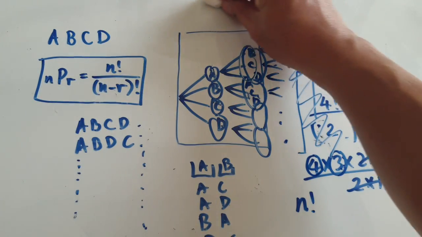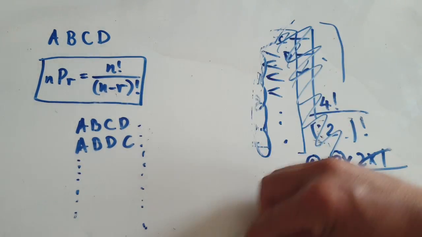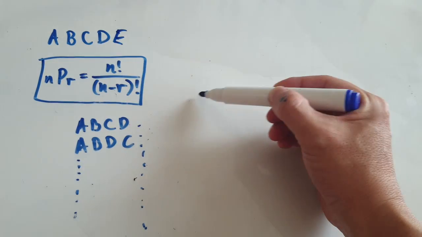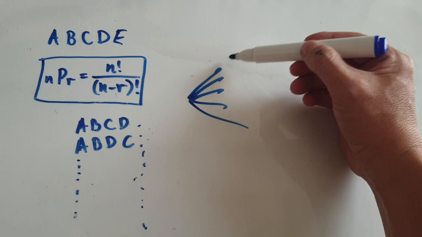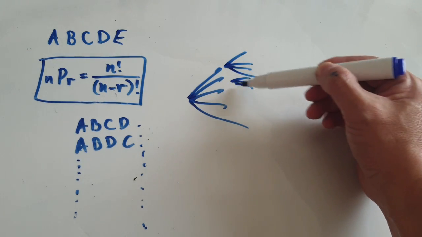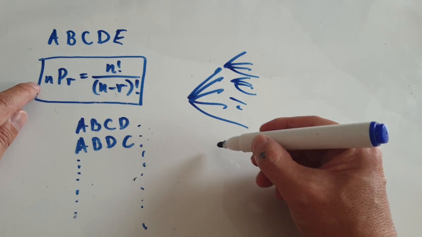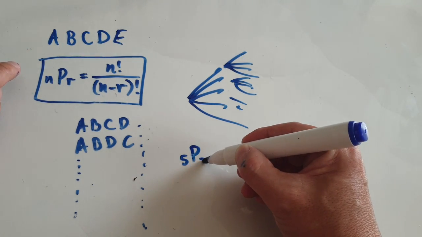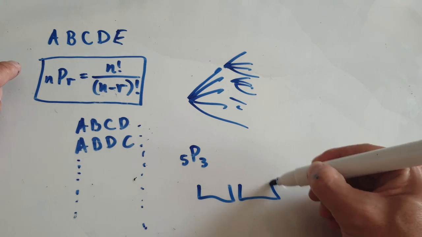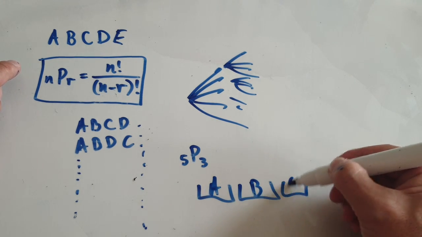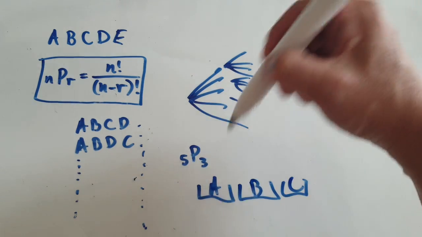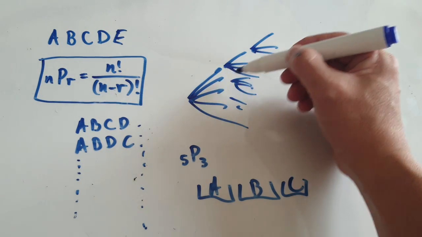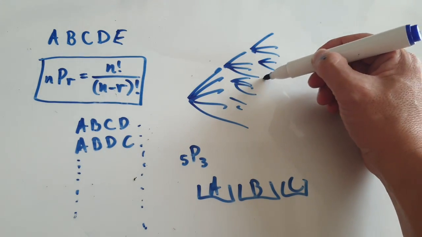So if you have 5 letters, you're going to have 1, 2, 3, 4, 5, and each one will have 1, 2, 3, 4, and so on. So if you have 5 options, so 5 P, let's say 3 slots. So if you have 3 slots here, 1, 2, 3, you can have A, B, C, and so on. So you want 3 layers: 5, 4, 3. Each one will have 3 here.